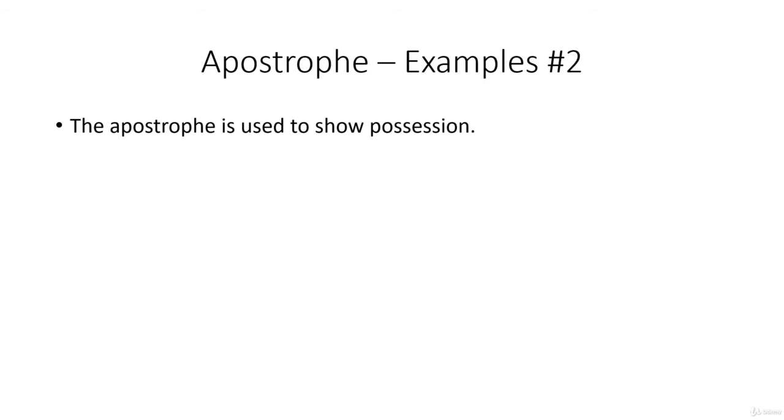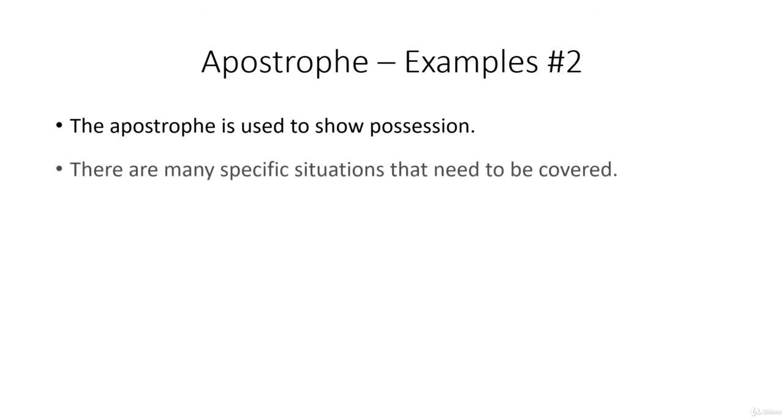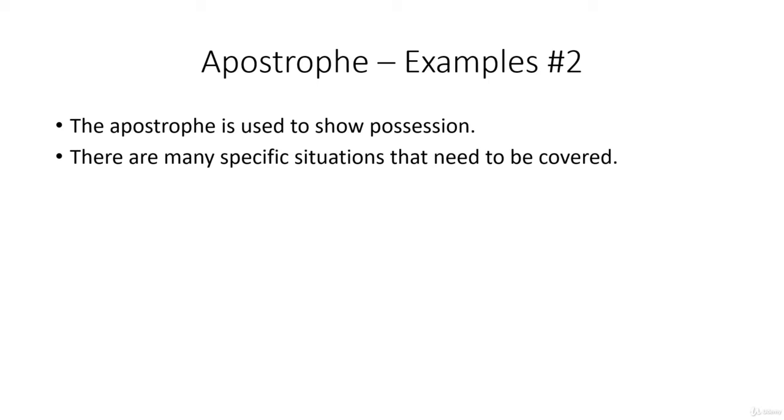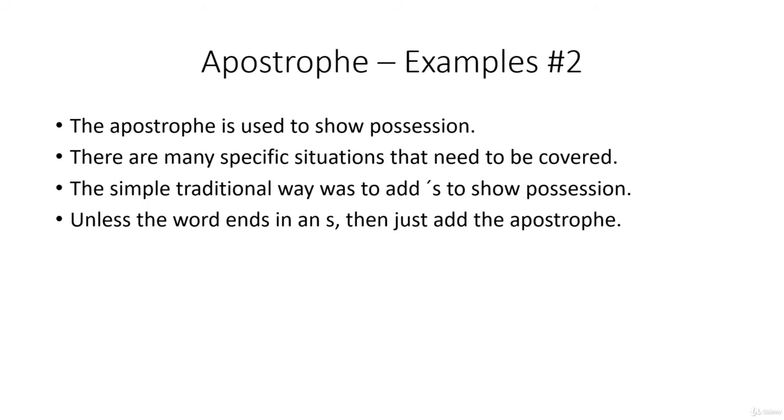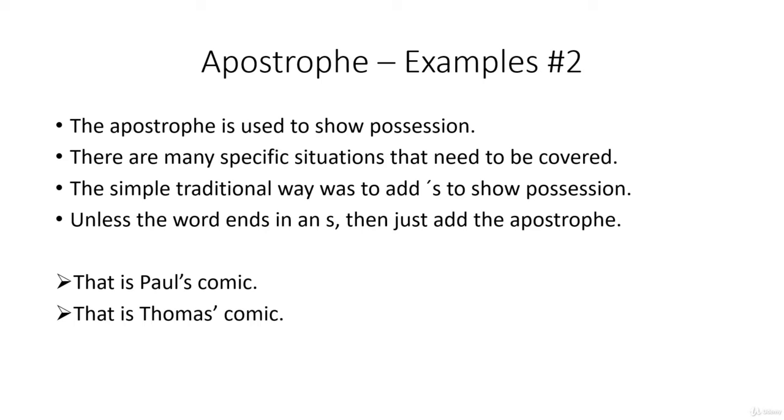The apostrophe is also used to show possession. And there are a few specific situations we need to look at. The simple traditional way was to add apostrophe s to show possession, unless the word ends in an s, then we just add the apostrophe. As in, that is Paul's comic. That is Thomas' comic. So Paul apostrophe s, and Thomas, as it ends in an s, just an apostrophe.